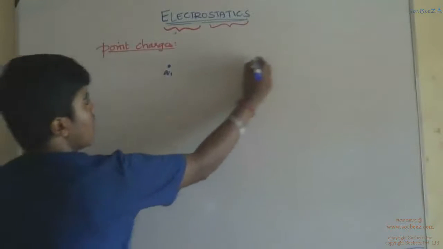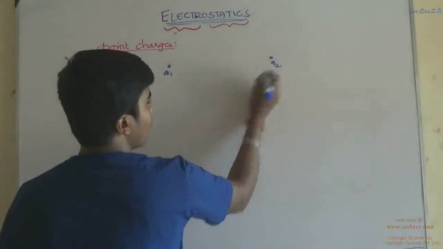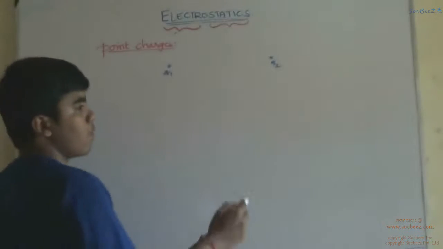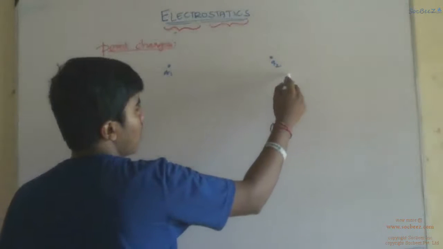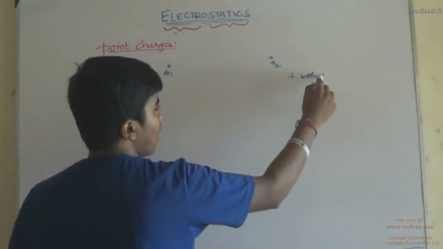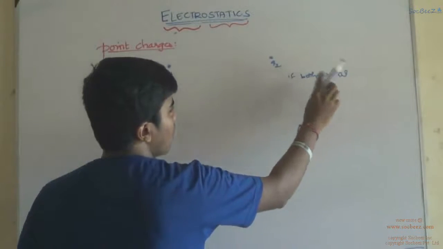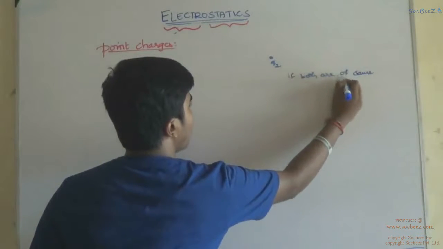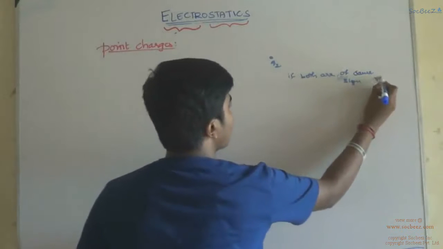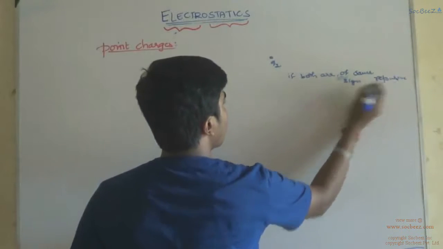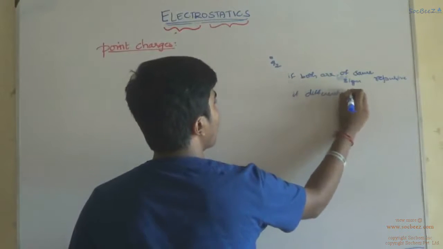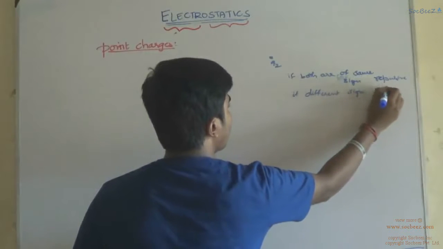So let's consider 2 point charges, Q1 and Q2. Now we know that these 2 charges will exert force on each other. Now the nature of force is, if both are of same sign, repulsive; if different sign, attractive.